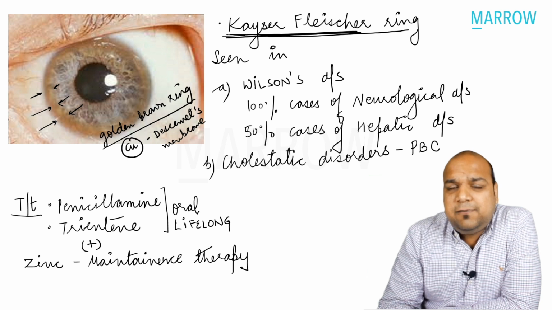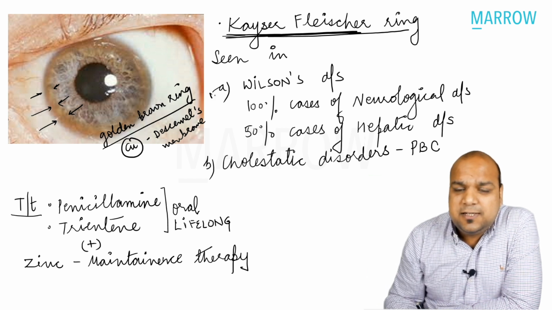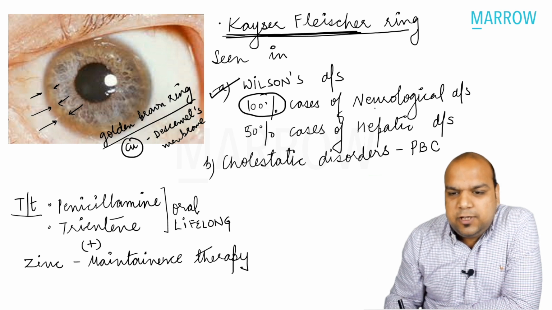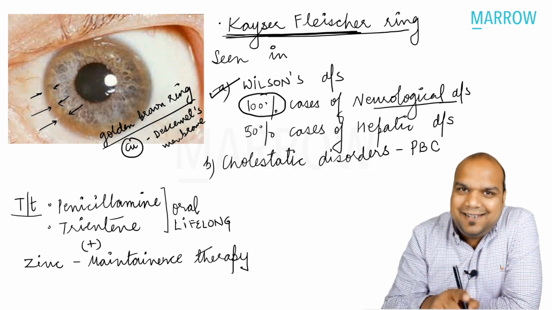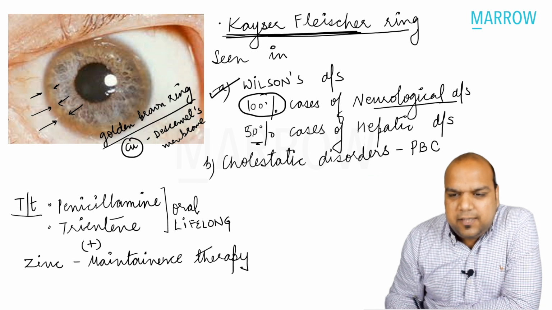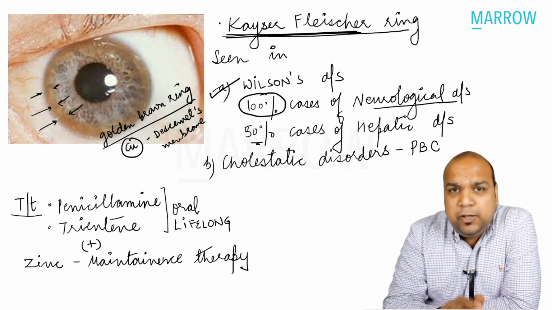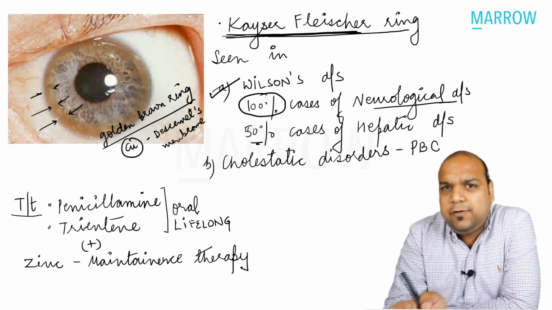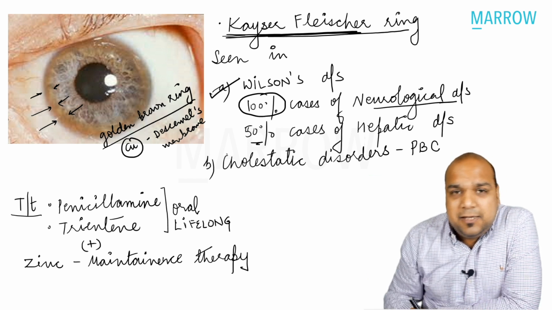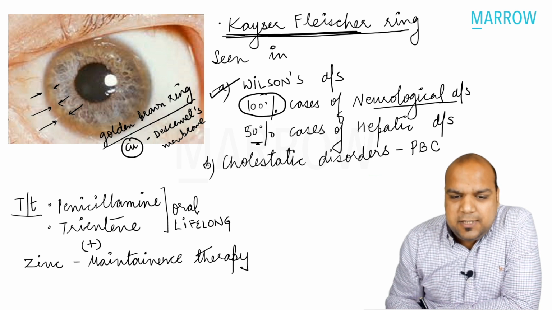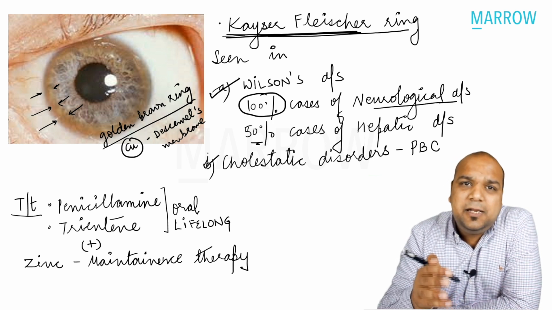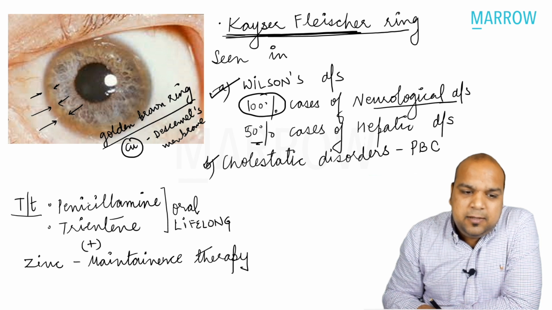Some salient points about Kayser-Fleischer ring. We all know that it is seen in cases of Wilson's disease. Yes, but in Wilson's disease, it is seen in 100% of cases with neurological involvement due to deposition of copper in the basal ganglia, but only 50% of cases in hepatic disease. So it is universal in neurological Wilson manifestations, not universal in hepatic, everybody. But this is not pathognomonic of Wilson's. This can also be seen in cholestatic disorders like primary biliary cholangitis. Okay. What is the treatment?